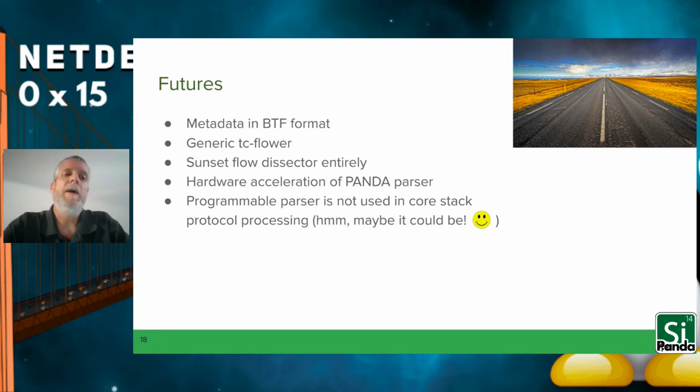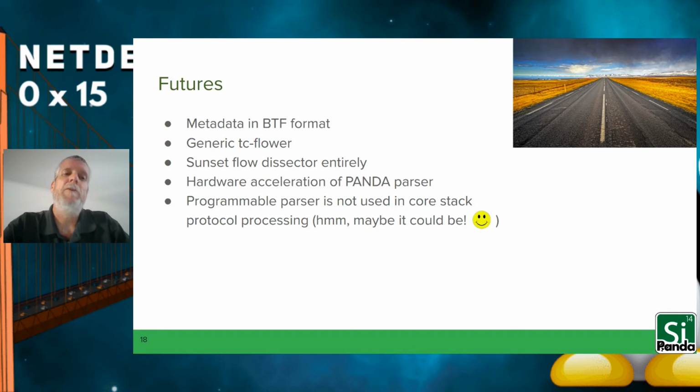We really want to have what I call generic TC flower. As I mentioned, TC flower is quite limited today. It's really bound by what the kernel flow dissector supports, and putting new protocols into TC flower user space itself requires quite a bit of work. We really would like to see this be flexible.